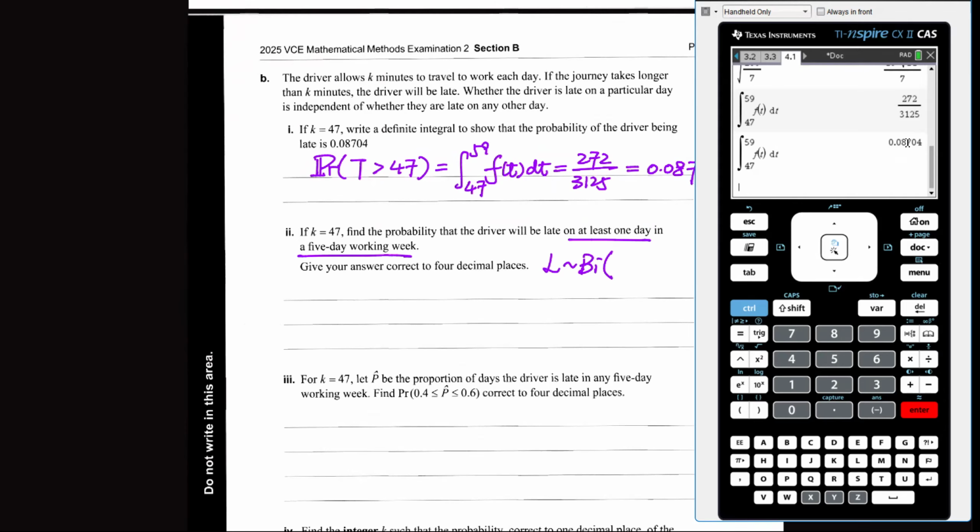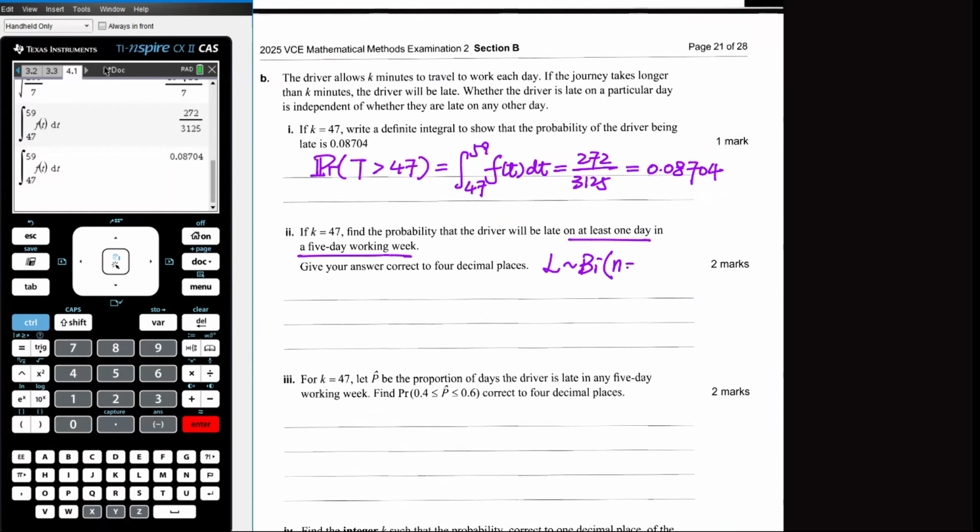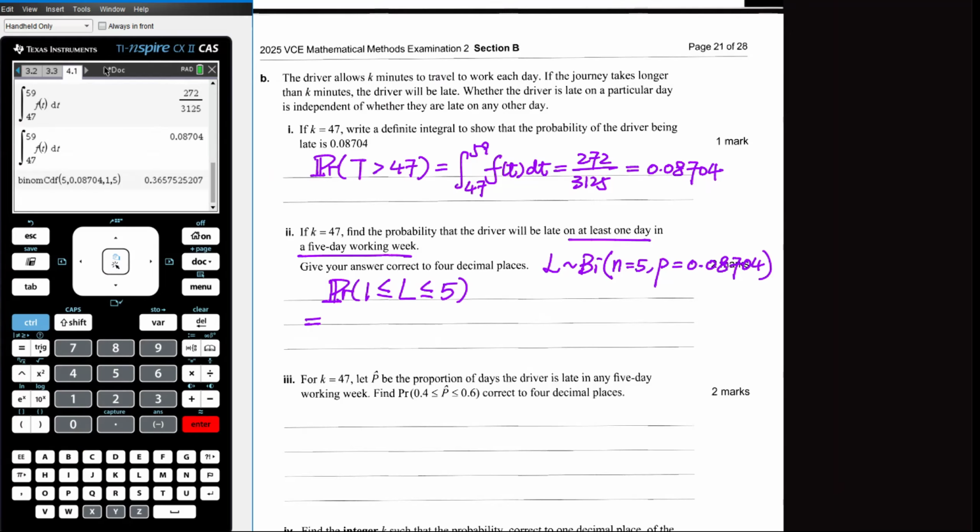Binomial. Let me just put my CAS calculator aside so I can get, let's say, n equals 5, p equals 0.08704. Okay. Probability at least one day, that is L greater than or equal to 1, but less than or equal to 5. We can just use binomCDF. Four decimal places.